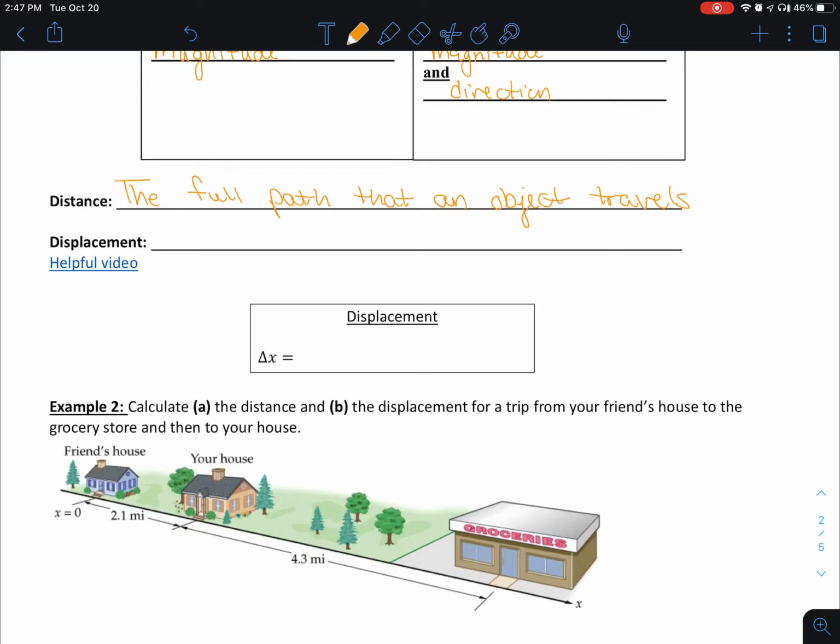However, the displacement is much different. The displacement is the change in position from x1 to x2. Like if I could go in a straight line. So I'll say the change in position from x1 to x2. Now, displacement can be negative. Distance is not. With displacement, you could say left, right, up, down. Distance is just a value, how far something has gone.